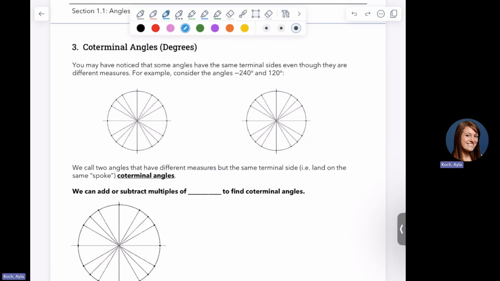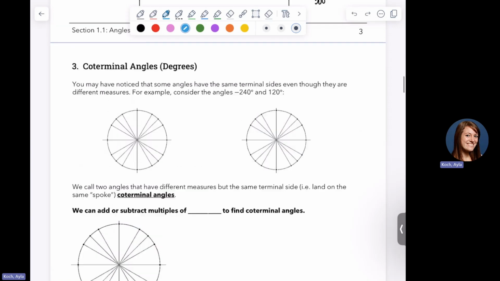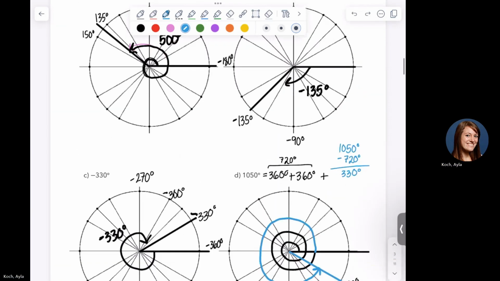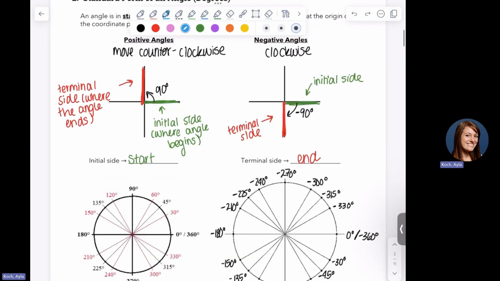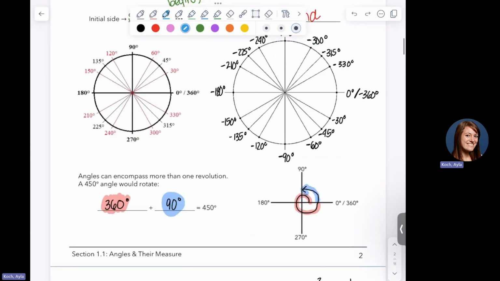Coterminal angles in degrees. All right, so we sketched angles in standard position in our previous video, and you may have noticed, here's one, 450 degrees. This was back a couple videos ago. 450 degrees took us all the way up to this 90-degree marker. So the terminal side on this angle was at 90 degrees, but that's the same as a 90-degree angle. It has the same initial side and the same terminal side as a 90-degree angle.